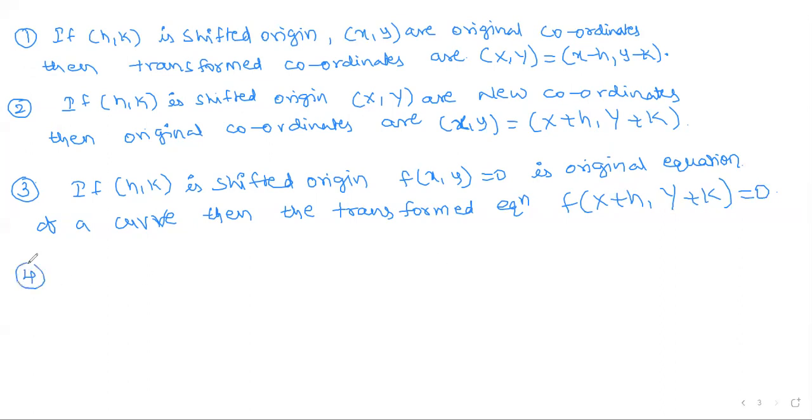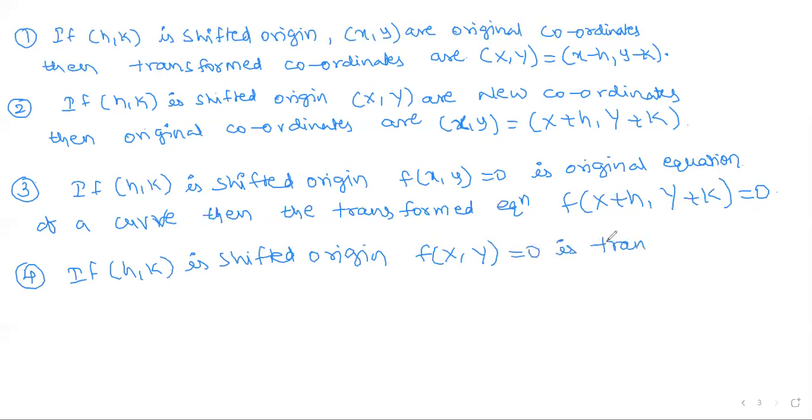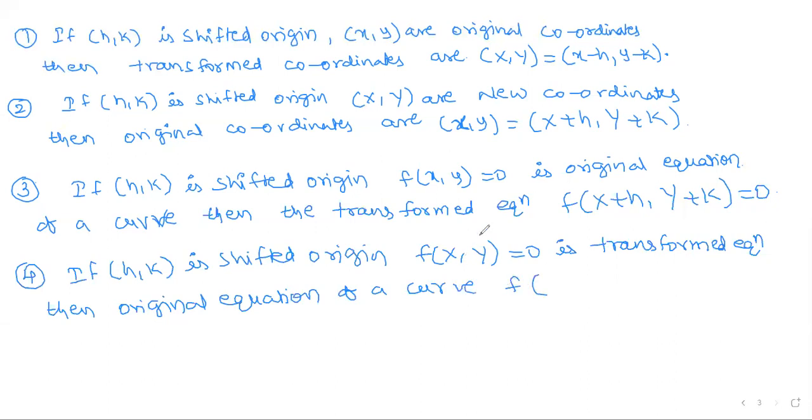Fourth point: if (h, k) is the shifted origin and f of capital X, capital Y equals 0 is the transformed equation, then the original equation of the curve is found by replacing capital X with small x minus h and capital Y with small y minus k. So f of small x minus h, small y minus k equals 0.